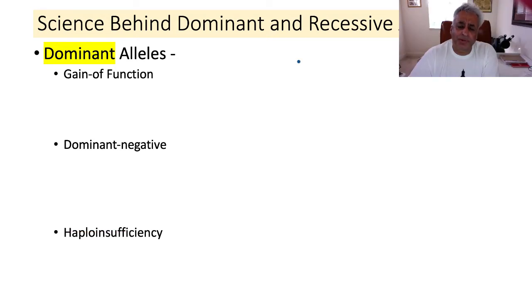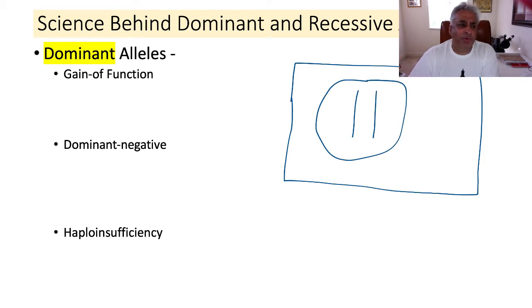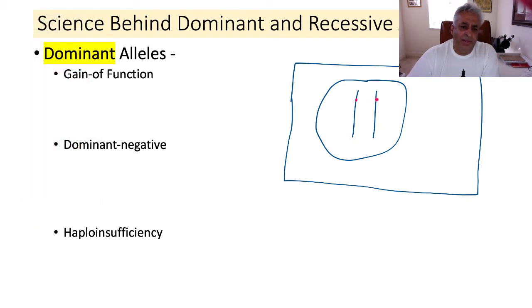With dominant alleles, the situation is a bit more complex because we've discovered through experimentation that the way that dominant alleles work can fall into three main categories. So let's look at each one very quickly. So let's reconstitute our cell. Here's our cell, here's the nucleus, and within the nucleus we have a pair of homologous chromosomes. And on those chromosomes we have the genes that we're interested in.